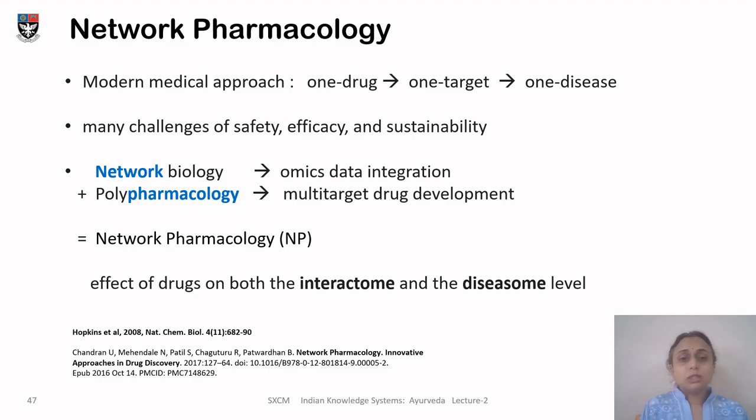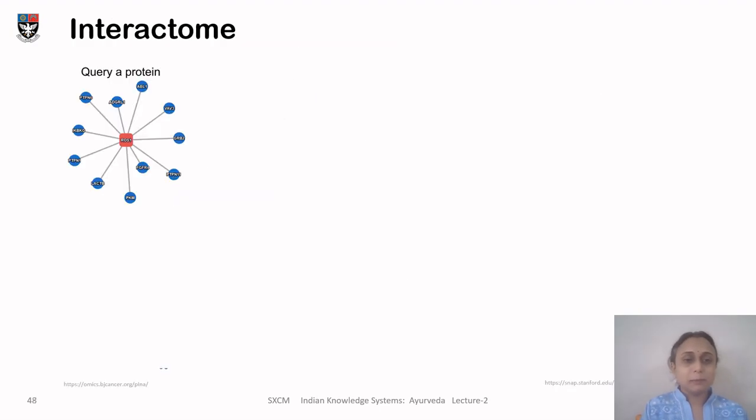It affects both what is known as an interactome and what is the diseasome. So let's see what these terms mean. An interactome refers to protein-protein interactions in the body, the entire set of these protein-protein interactions. How do we build an interactome? We decide upon one protein that we want to study, and we look at what are the instances in scientific literature that we know that this protein reacts with other proteins.